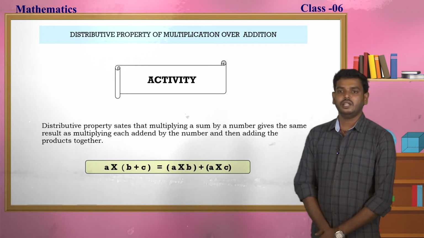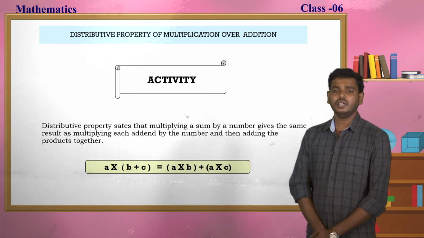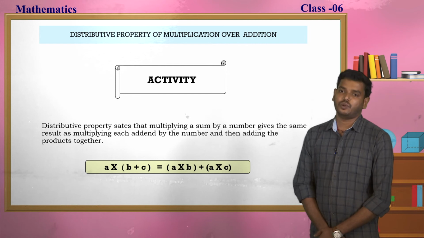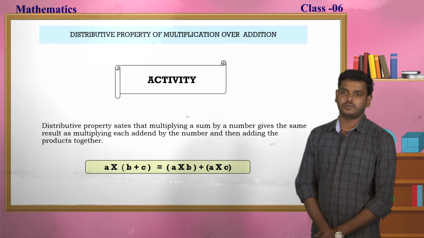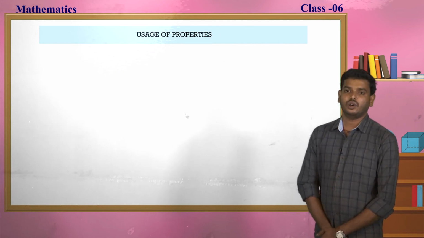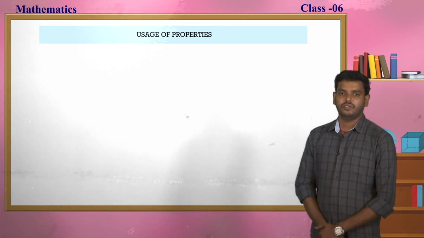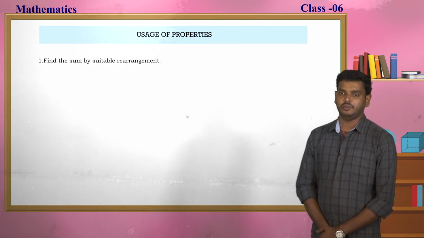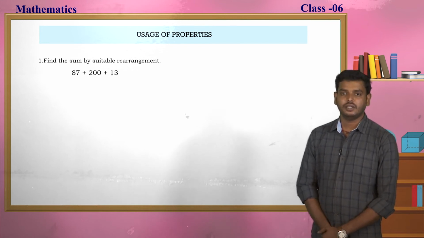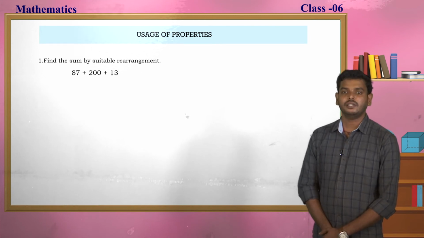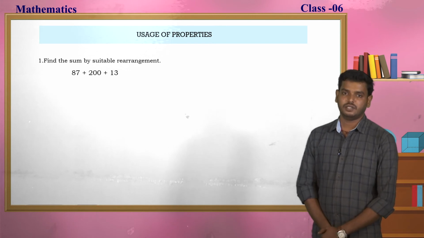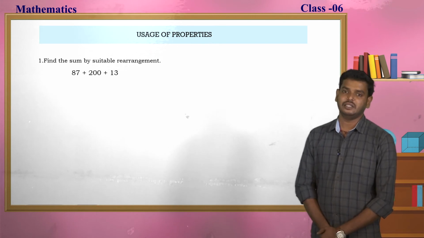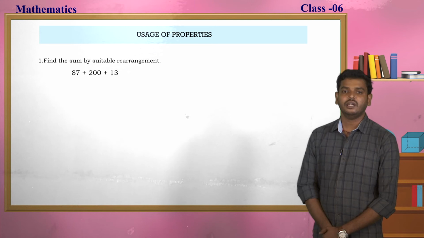Okay. In the next slide, we will see how we can make use of all these properties while solving problems. Got it? Let us solve some problems based on these properties now. In this first question, find the sum by suitable rearrangement. Question: 87 plus 200 plus 13. We can rearrange the numbers and find the sum in an easy method. So, how can we rearrange the terms?